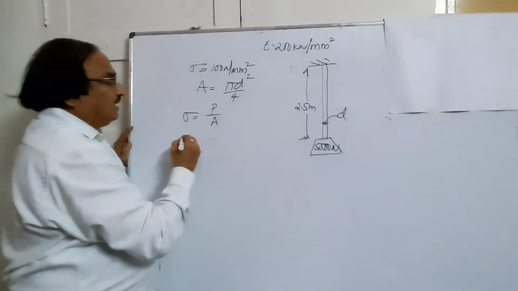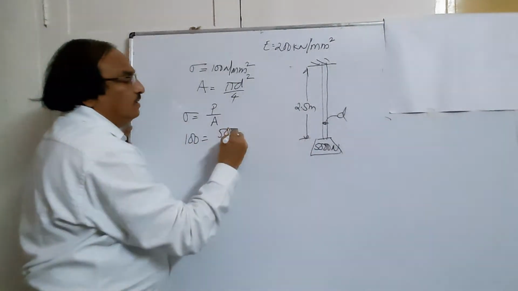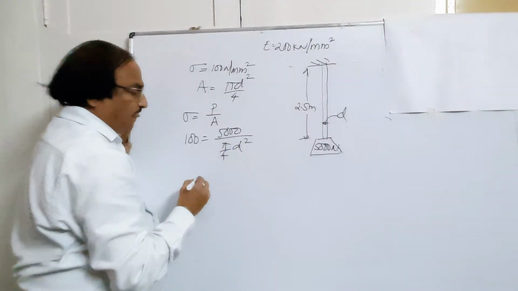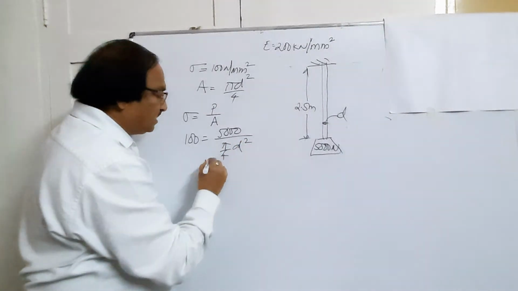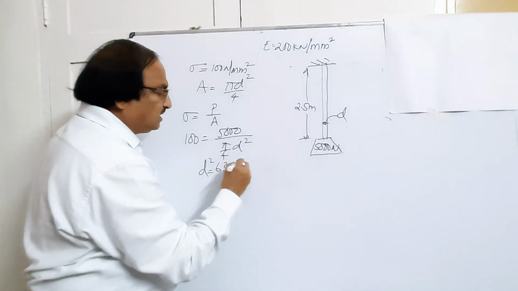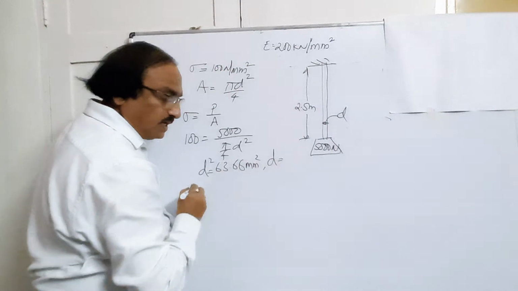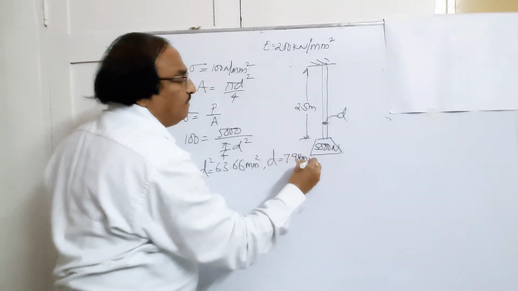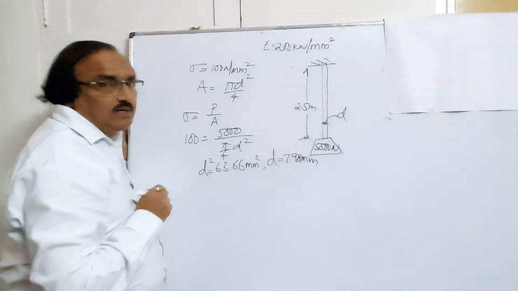So if I do that, 100 is equal to 5,000 divided by pi by 4 into d squared. If you simplify this for d squared, you get 63.66 mm square, and d will be 7.98 mm, almost 8 mm diameter.